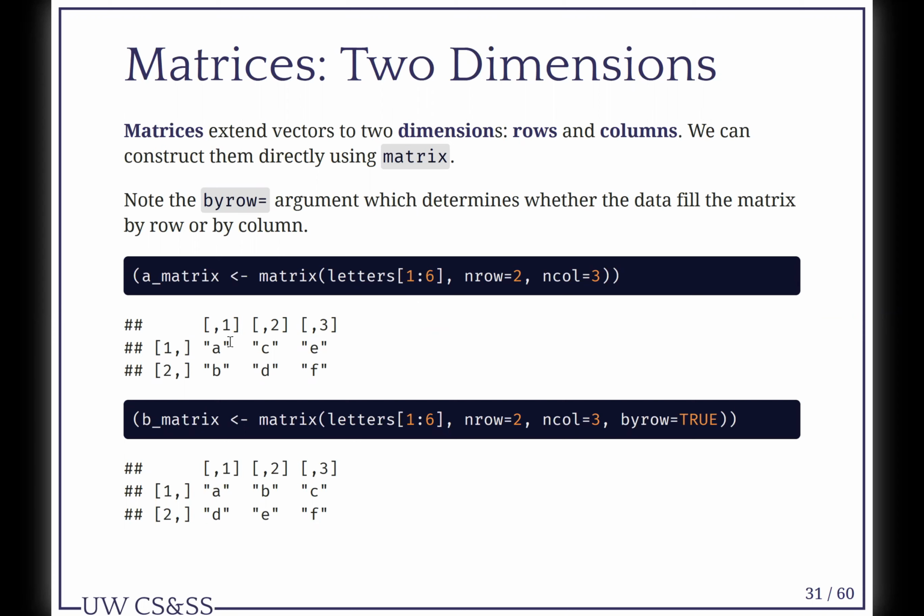So in the first column, we have A, B. In the second column, we have C, D. In the third column, we have E, F. Whereas in our B matrix, byrow was TRUE. So our first row is A, B, C, and our second row is D, E, F.